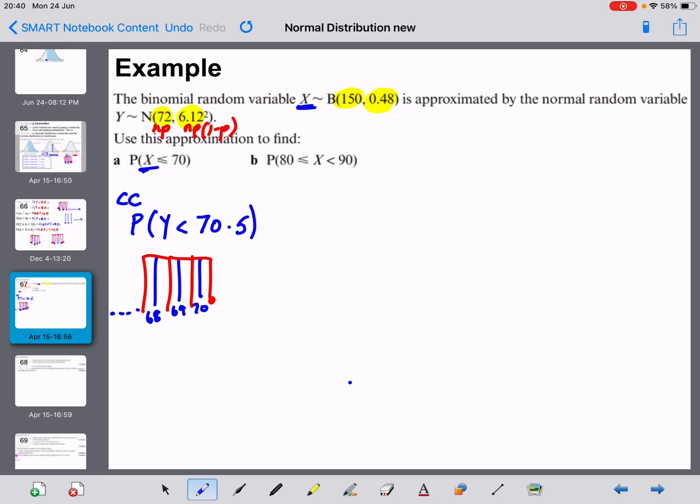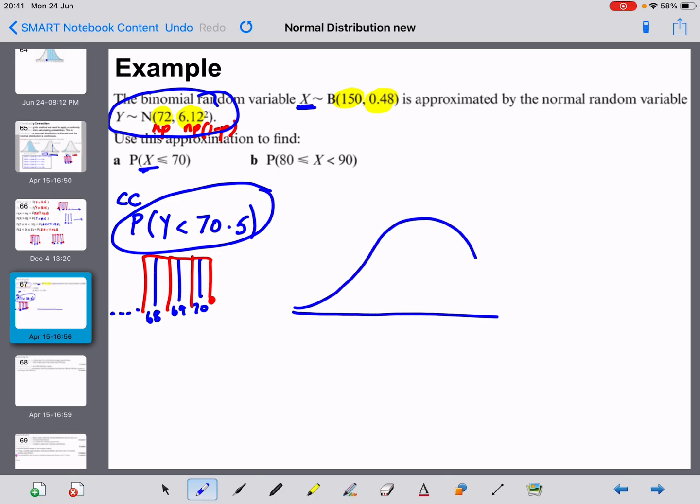So instead of using the binomial, we're going to approximate it now using those numbers. So we actually want to work out from our normal distribution curve, where the mean is 72, the probability of getting less than 70.5. So you can use the normal CD function on your calculator. 70.5 is going to be your upper limit, and then you can just put 0 in for your lower limit.